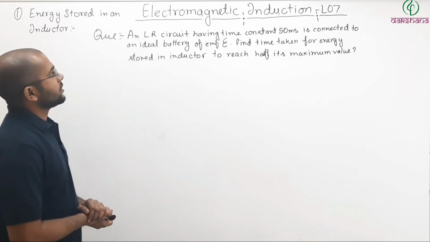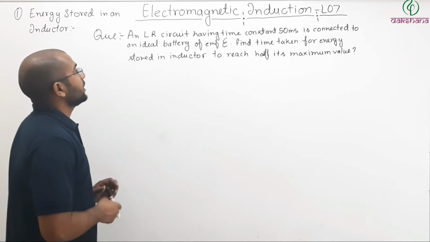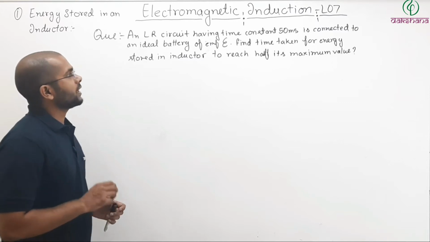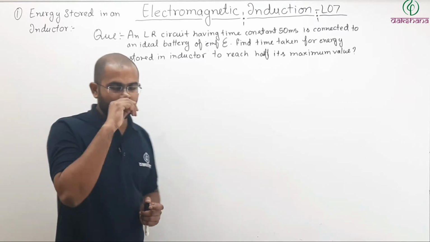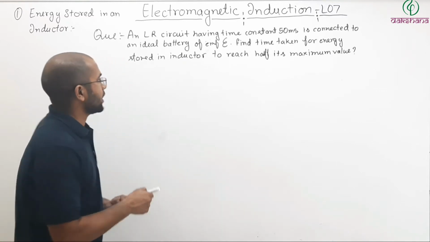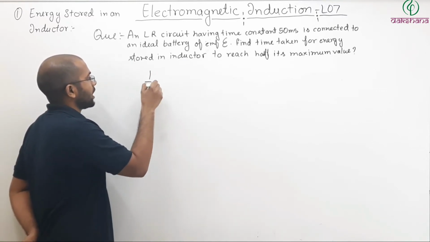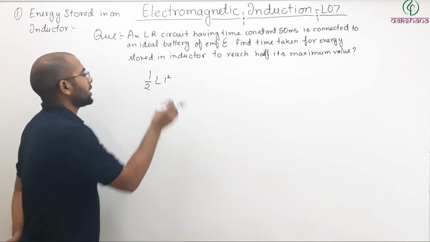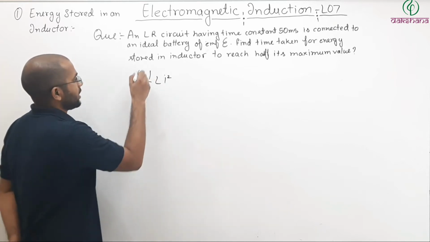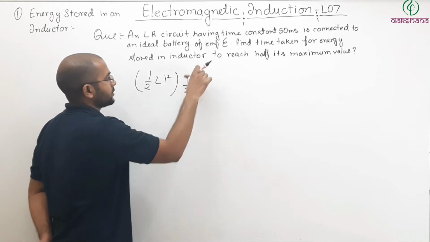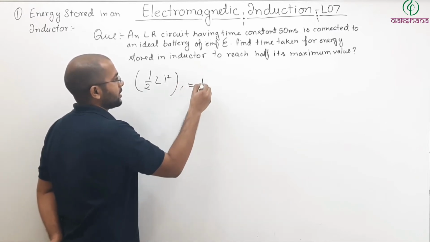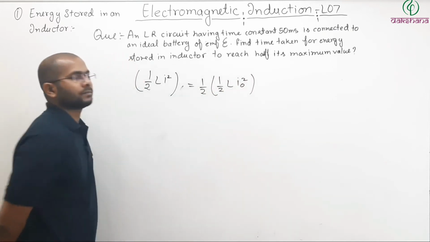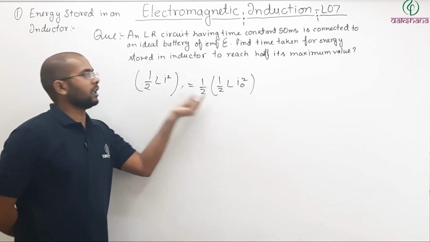Here the question is, an LR circuit having time constant 50 millisecond is connected to an ideal battery of EMF. Find time taken for energy stored in inductor to reach half its maximum value. Now, we have already studied that energy stored is half L I square, like this. And this will be maximum when current will become maximum. So this energy is half of maximum value. What is maximum value? Half L I naught square. This is maximum value. So half of maximum value is this value.